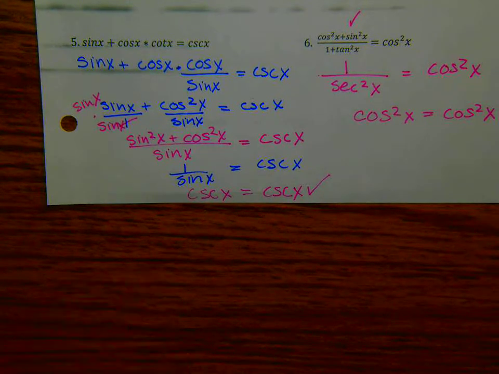All right, we've seen 6 examples of how we can verify trigonometric identities. So we will be practicing that more in class. And of course, they get a little more complex.